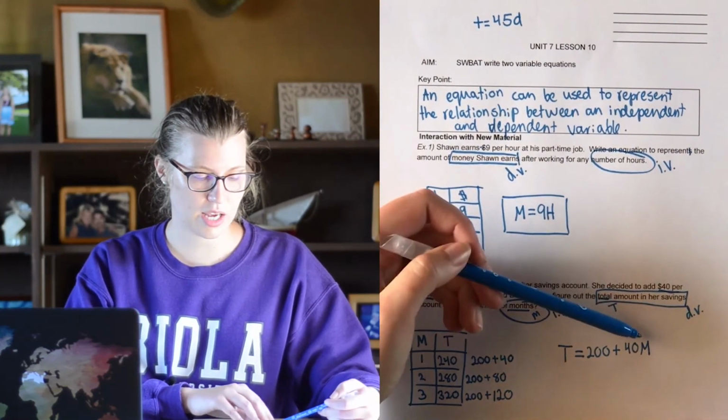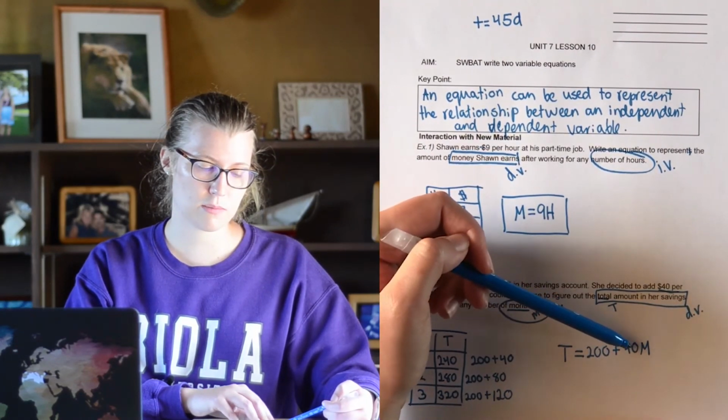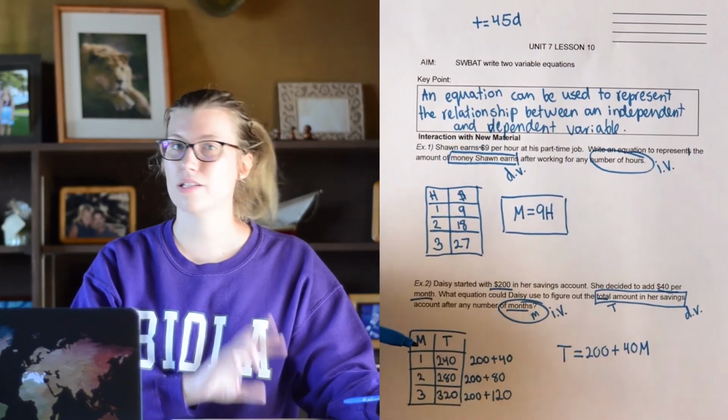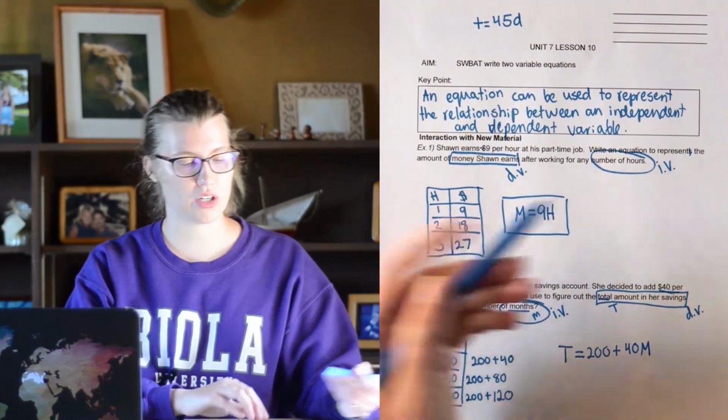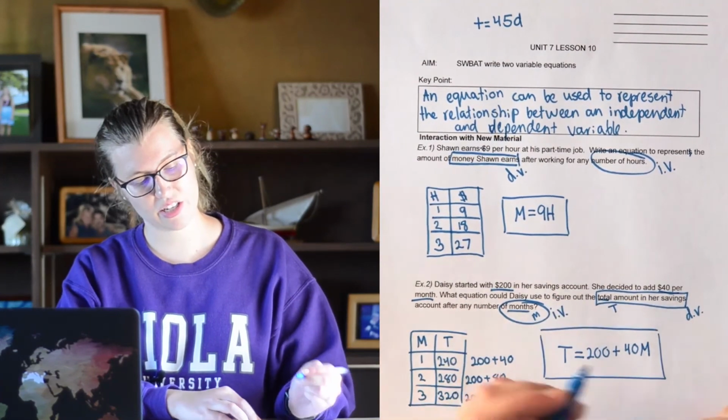So let me just double check. Let me see. If the months was 2, that would be 2 here. 2 times 40 is 80. 80 plus 200 is 280. Is that what I wrote? Yes. So I didn't get my letters mixed up. I am good to go. And my friends, we did it. Here is my equation. Okay, so you're gonna follow these 3 steps on your own.